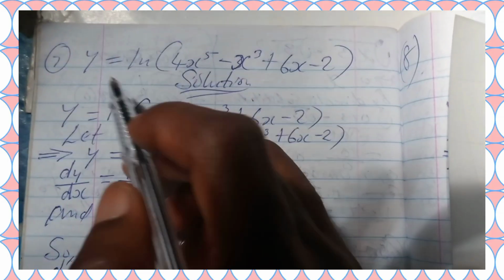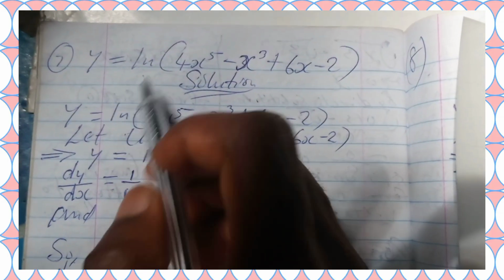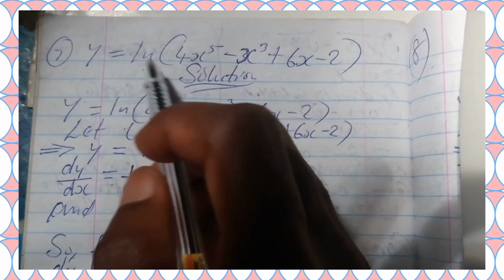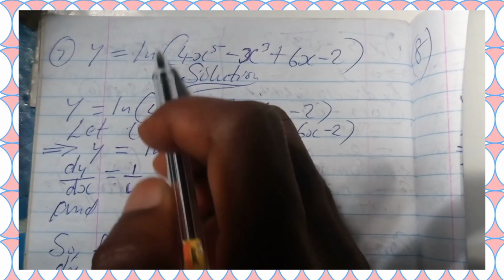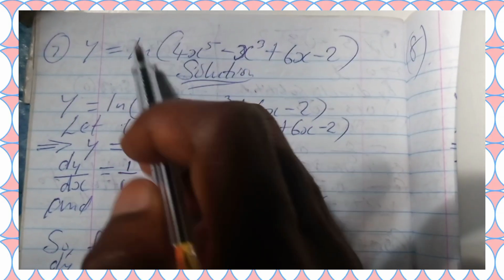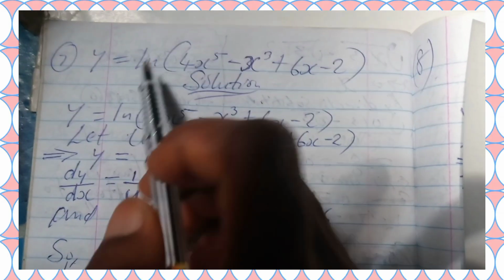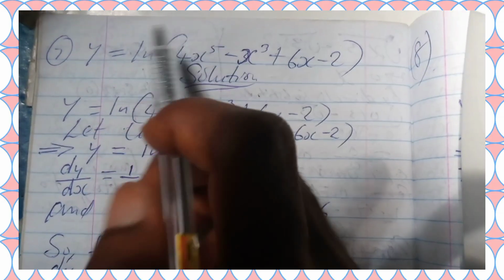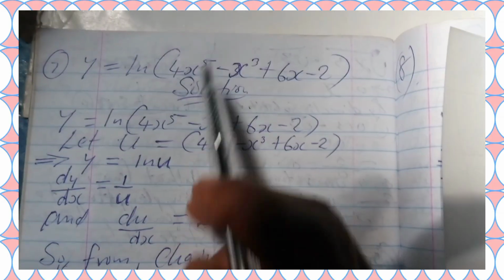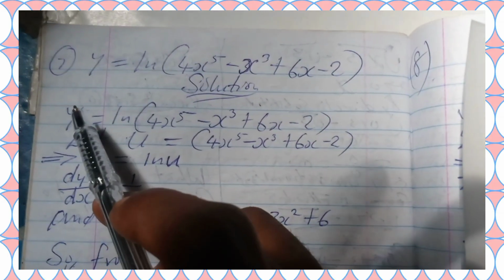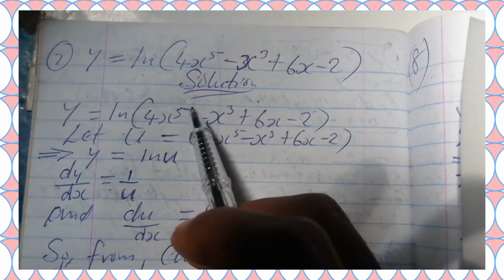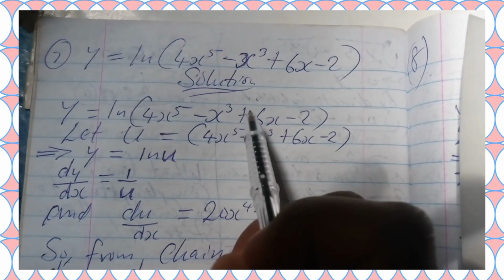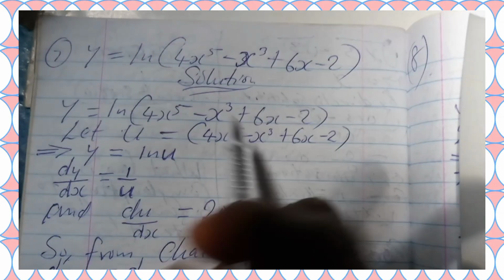So for us to be able to differentiate this, we need to understand that this is in the form of the chain rule, because this is two functions intertwined together. So for us to differentiate, we use the chain rule. Let's look at how to differentiate the solution. y equals ln(4x^5 − x^3 + 6x − 2).